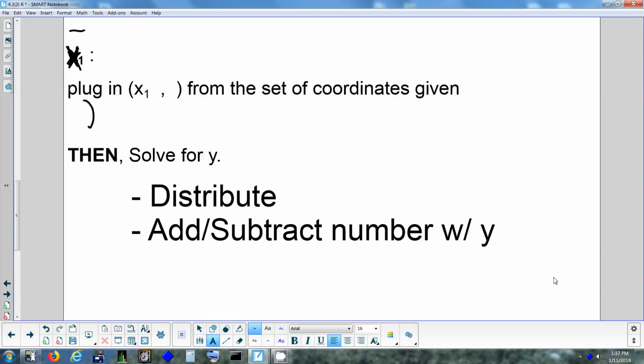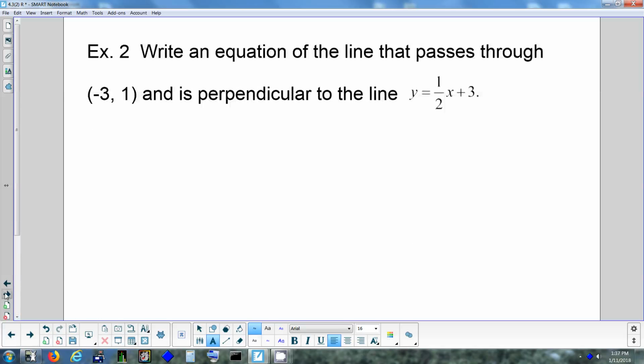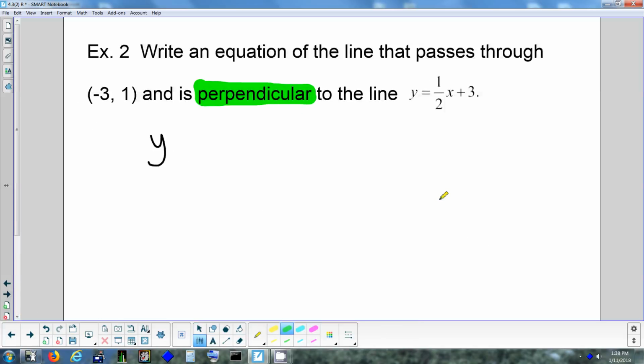We already did these steps. We just wanted to go over and make sure you guys knew them. Alright? Coolness. So now, here we go. Write an equation of a line that passes through (-3, 1) and is perpendicular to the line that we're given. So I'm not going to, we know this part.